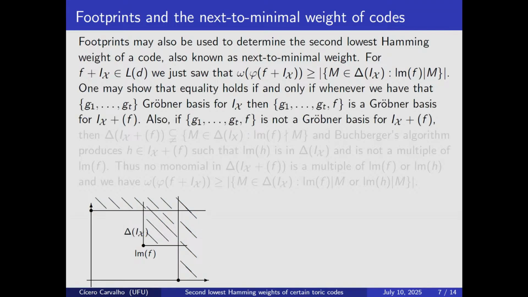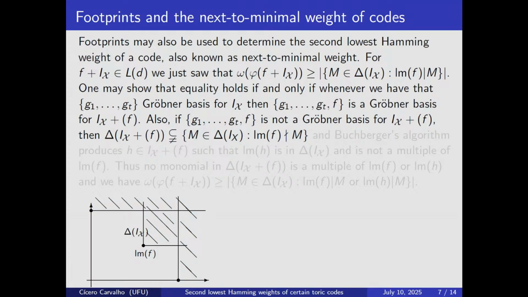Now, they show that equality holds here if and only if, whenever you have a Gröbner basis for I_X, you have f, you have a Gröbner basis for I_X plus this. And if this is not a Gröbner basis, then you don't have equality. Then you have that this footprint is properly contained in this set, the set of monomials which are not multiples of the leading monomial of f.